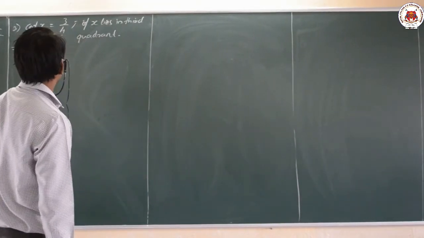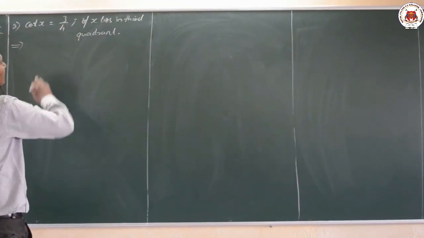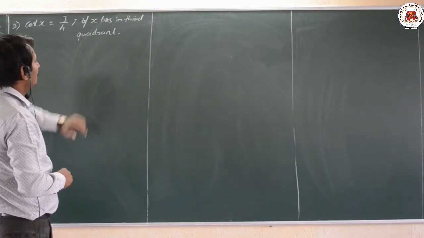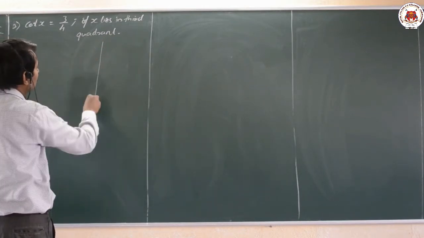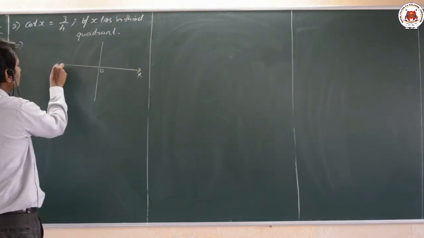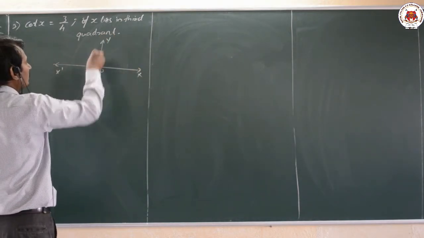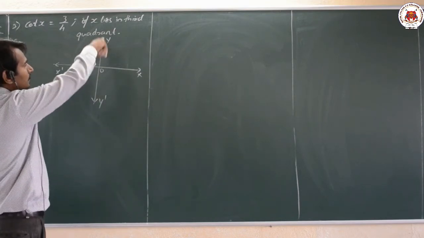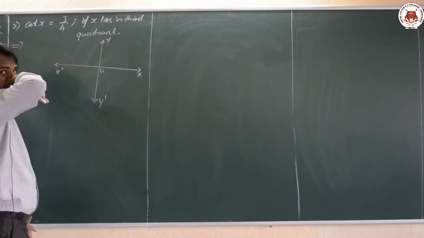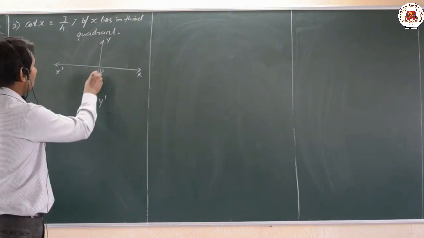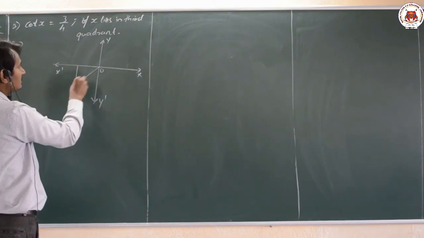Now what we have here is cot x equal to 3 by 4, and it lies in the third quadrant. Third quadrant means here we have x, ox, and x dash, y and y dash. Ox is positive, oy is also positive, ox dash is the negative x axis, and oy dash is the negative y axis. It lies in the third quadrant.